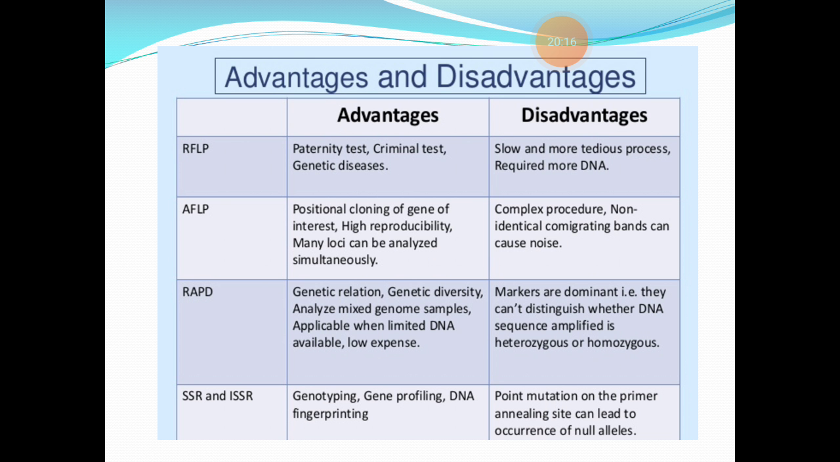Disadvantage, markers are dominant, that is, they can't distinguish whether the DNA sequence amplified is heterozygous or homozygous. So these are the advantages and disadvantages of RFLP, AFLP and RAPD what you have studied. You can see one more marker here, SSR and ISSR. So they are also a type of markers. I have not taught you because this is not there in the syllabus.